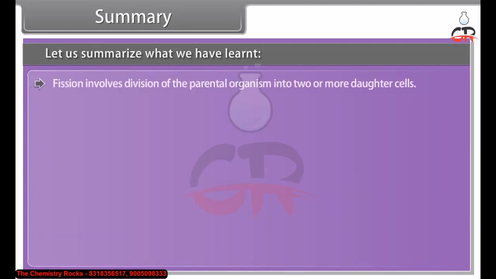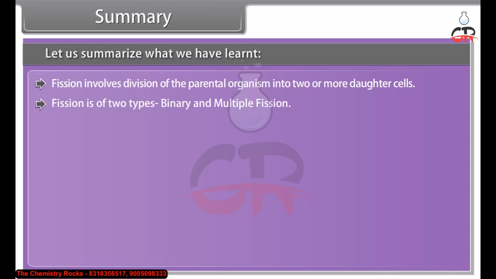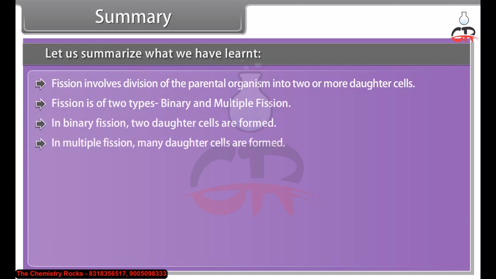Budding involves formation of one or more unicellular or multicellular buds on or inside the parental body. Buds are unicellular in yeasts, while they are multicellular in hydra, sponges, etc. Buds may be exogenous or endogenous.